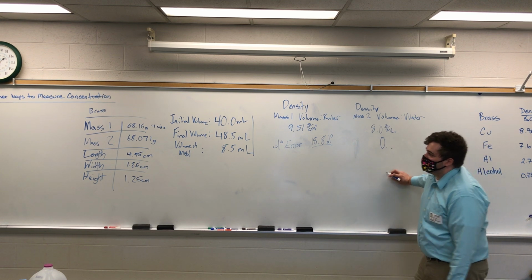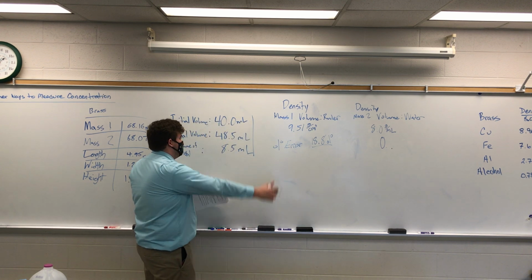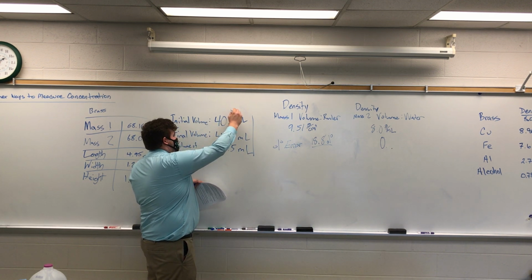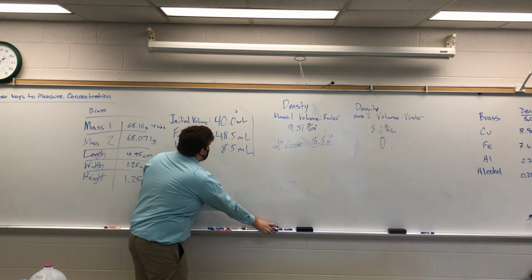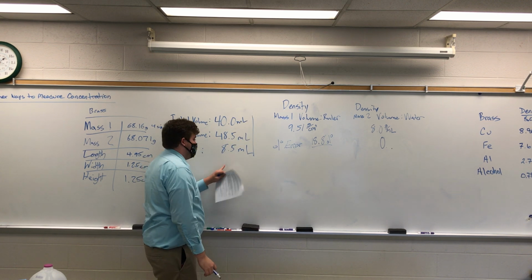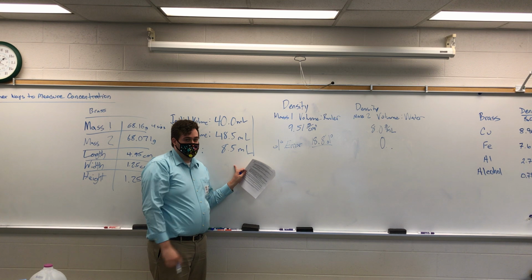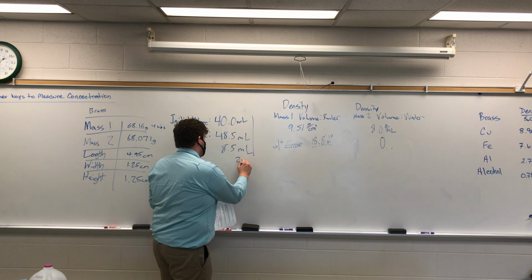So, remember this is the water, right? So first off, let's go back to this. Initial volume, 3 sig figs, final volume, well actually no, this is the accurate measurement, so these are right. But remember our volume of the metal that we got from here, what do we get? 8.5. 8.5, so how many sig figs is that? 2. 2 sig figs, right?